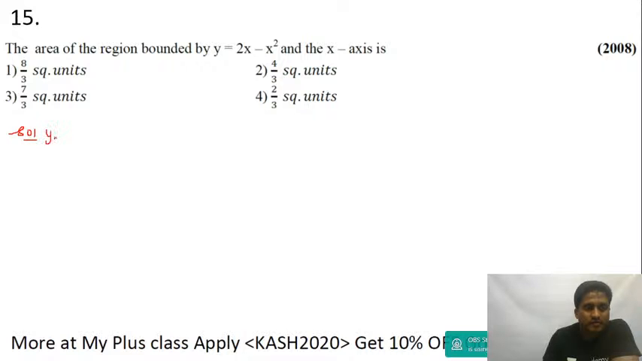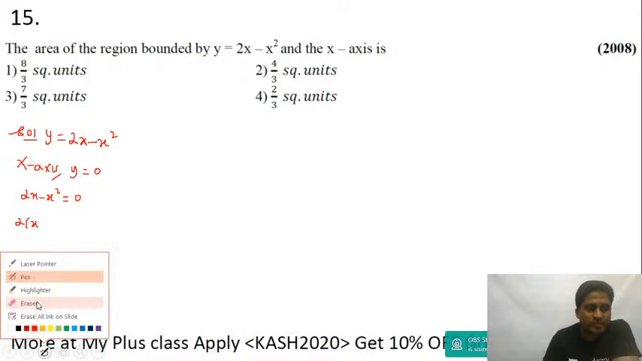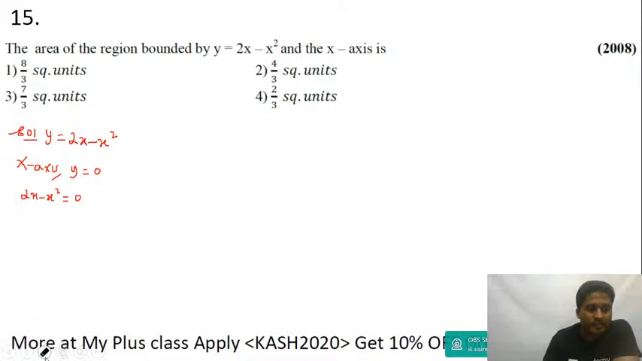So you have y is equal to 2x minus x square. If it cuts the x axis, obviously y is equal to 0. So you will get 2x minus x square is equal to 0. Take x common, you get x times 2 minus x is equal to 0. So you get x is equal to 0 and x is equal to 2. Obviously y is equal to 0, so the points are 0, 0 and 2, 0.